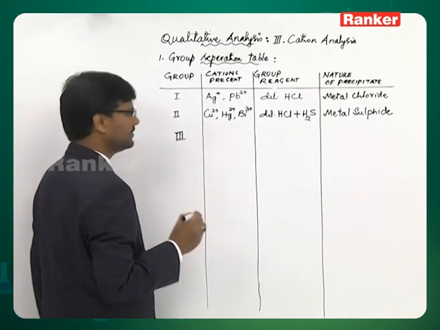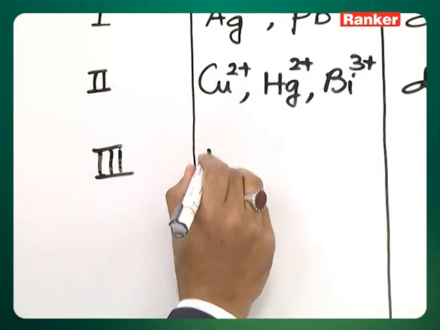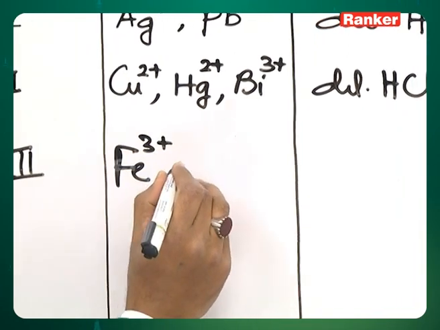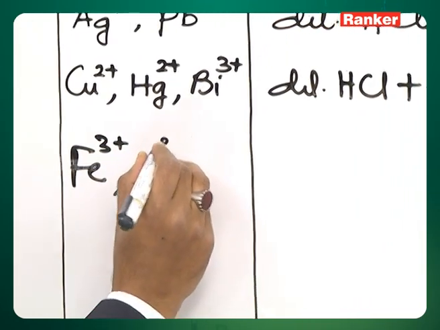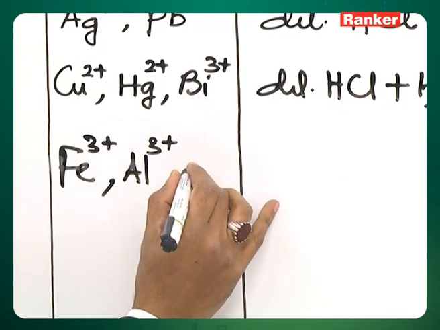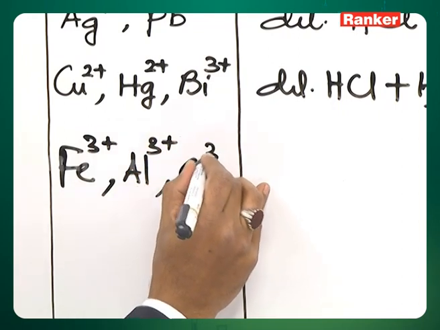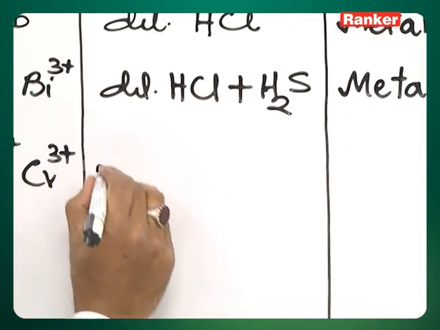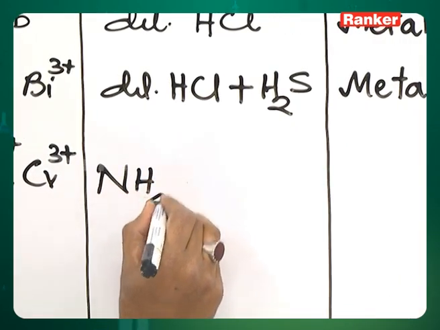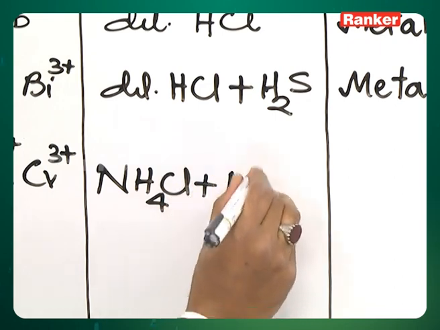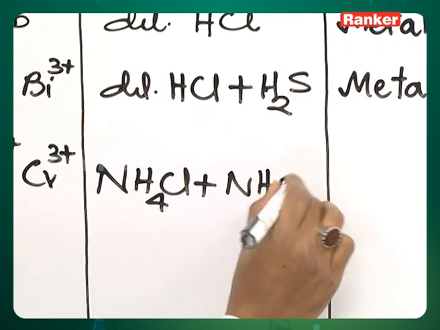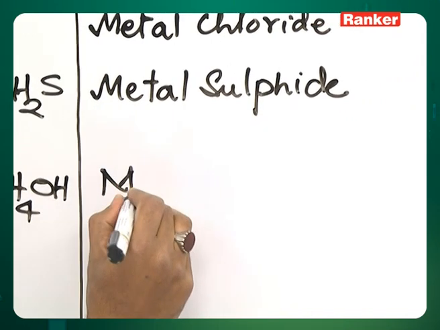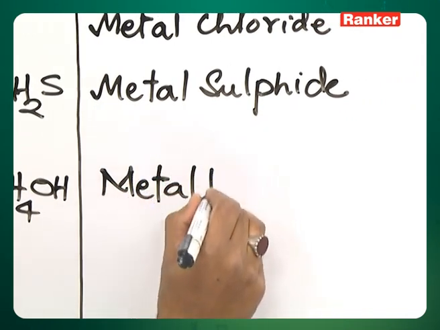Group 3. Under group 3 we have ferric, Al3 plus, Cr3 plus. The reagent is a mixture of ammonium chloride and ammonium hydroxide. The precipitate is metal hydroxide.